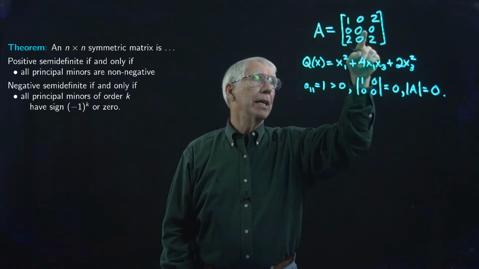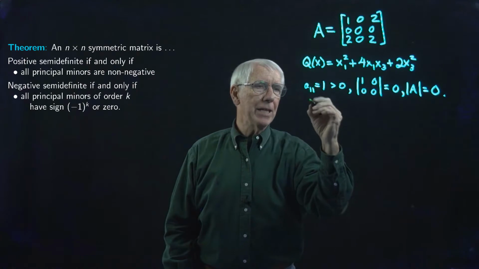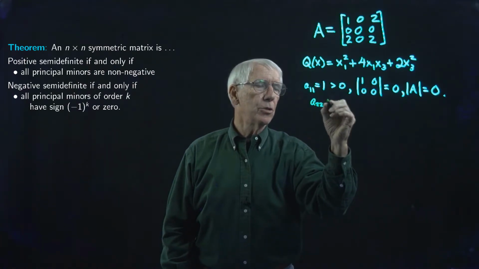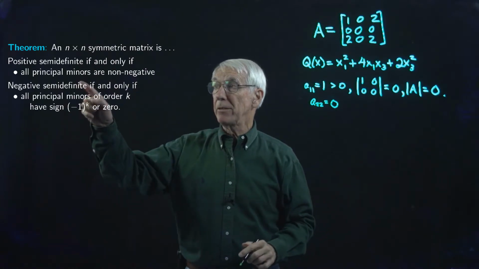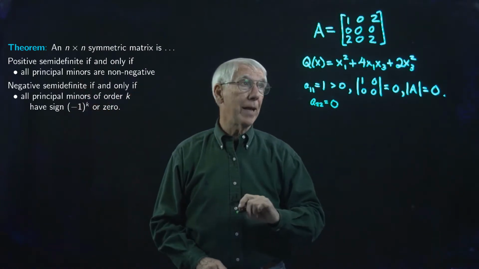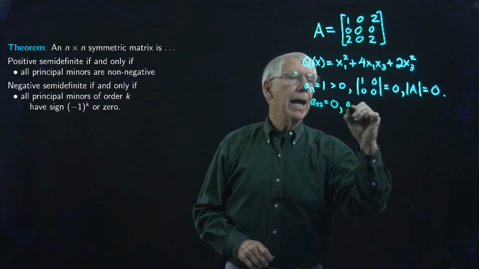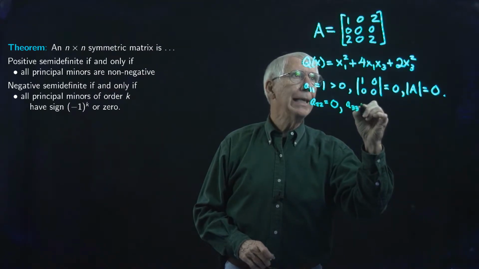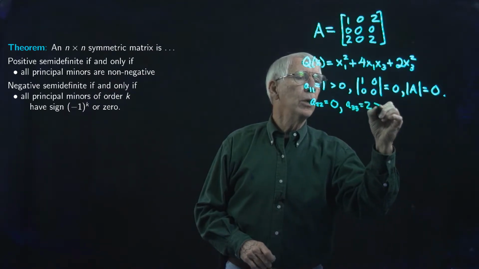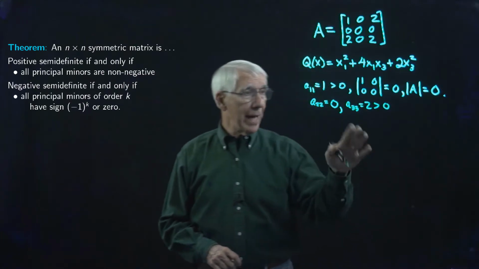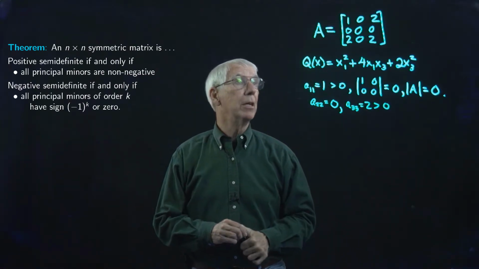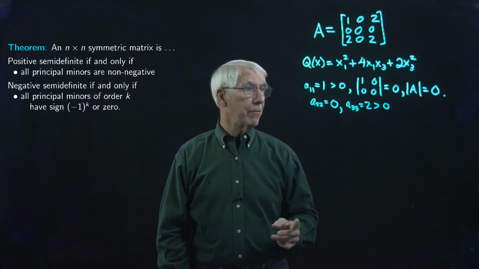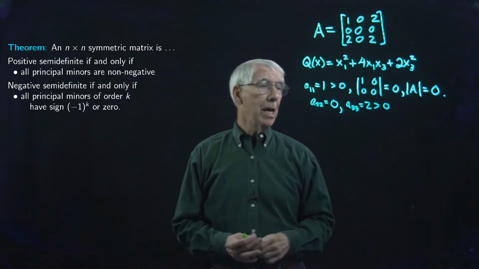And of course, here's one principal minor, it's 0, and that's A2,2. It says they have to be non-negative. Well, that's non-negative, so that's okay. And A3,3 is 2, which is non-negative, so that's good. So there's only 2 principal minors left. I said there were 7 principal minors before, and it looks as if that is exactly the case.